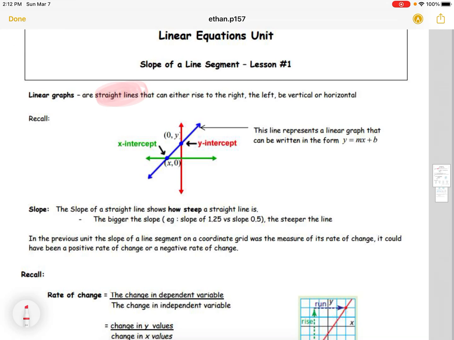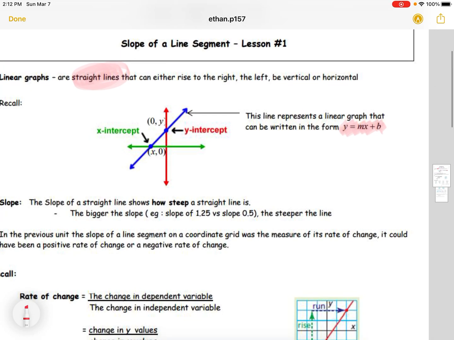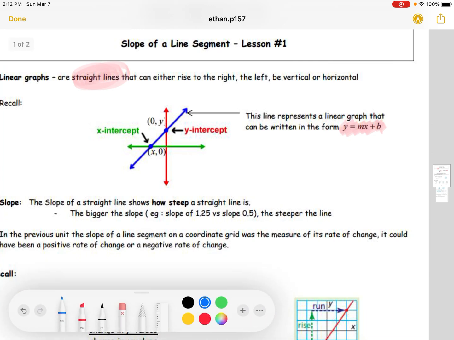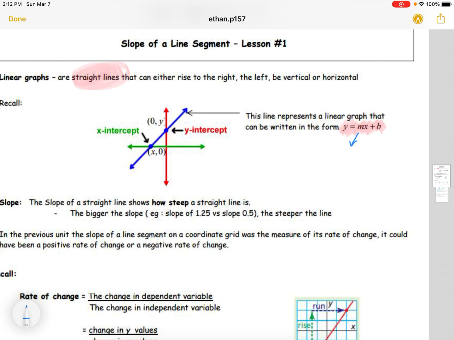Now, this line represents a linear graph that can be written in the form y = mx + b. This form of the line, y = mx + b, is called the slope y-intercept form. And we'll talk about why. If we don't, I'm going to talk about it now. That m is our slope, and b is our y-intercept. So that's a form of the equation for the line that tells us a bit about the line. If you know the slope and you know the y-intercept, you can write the equation of the line, which is good.